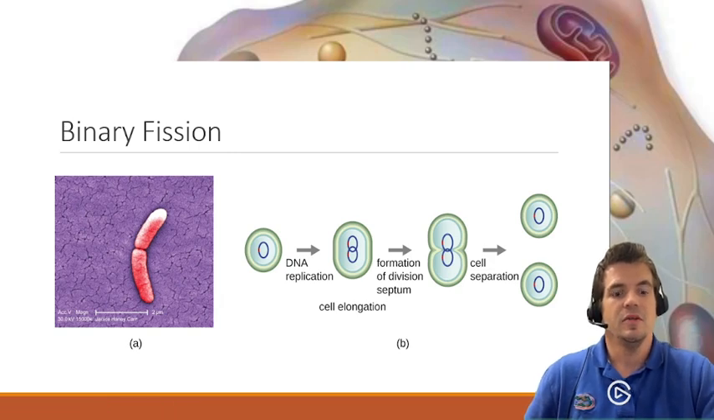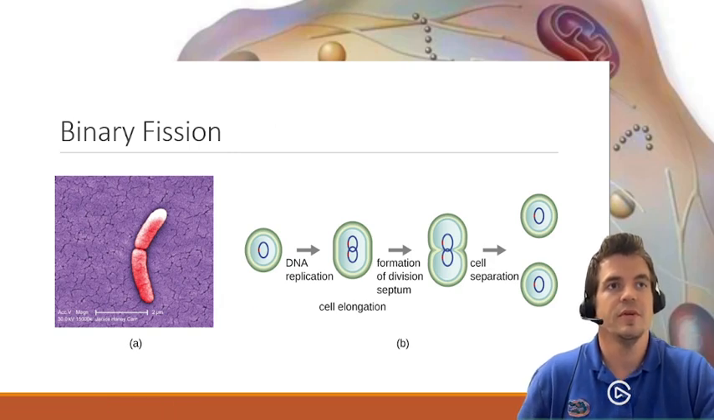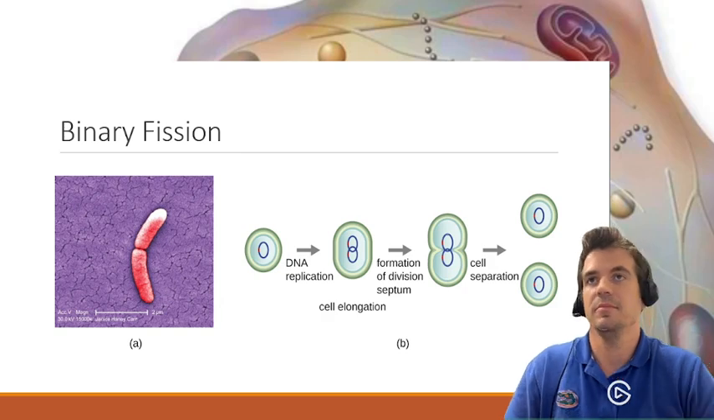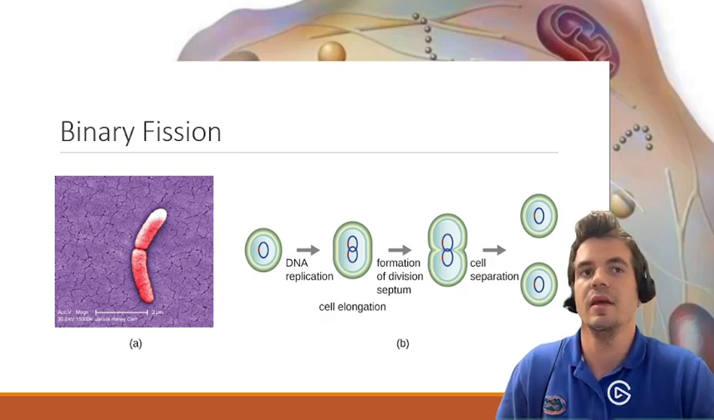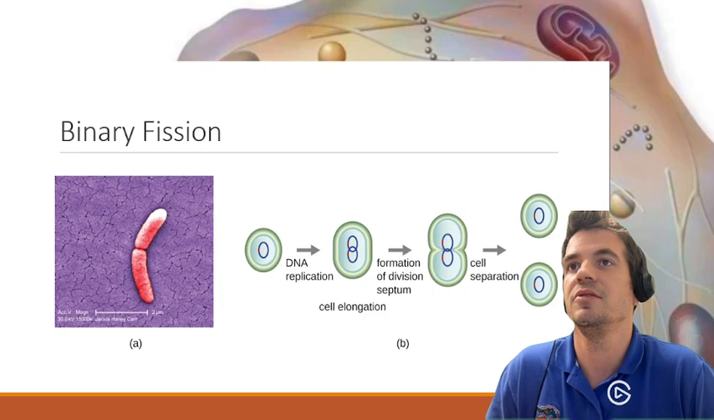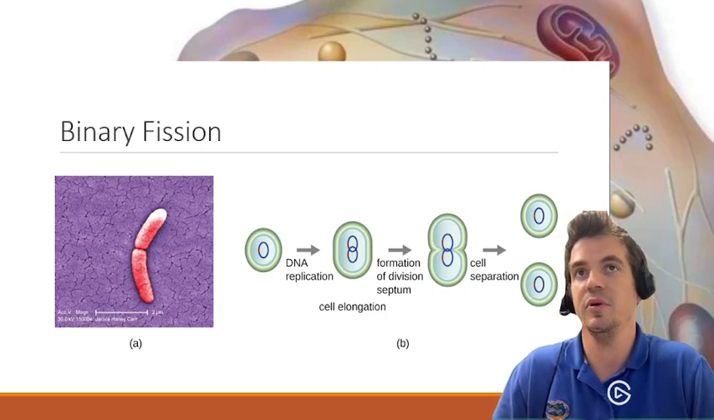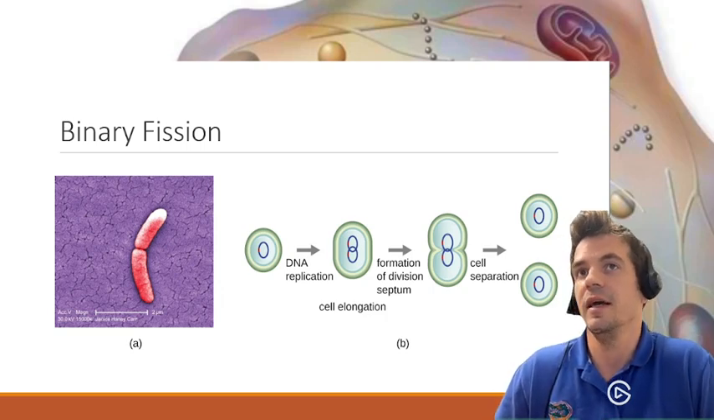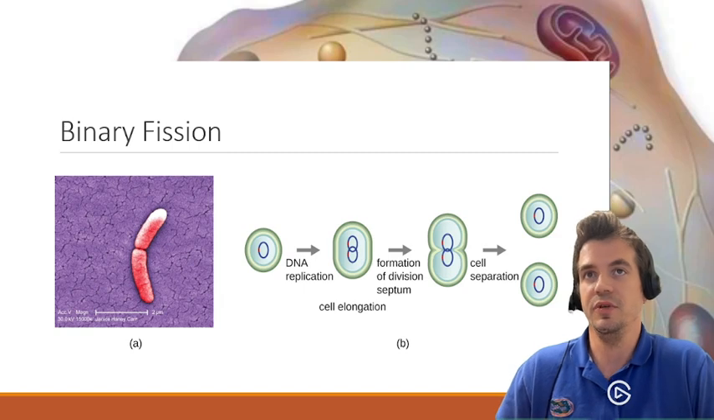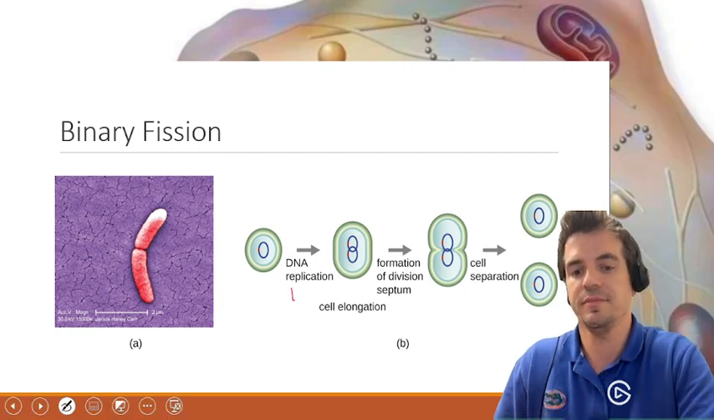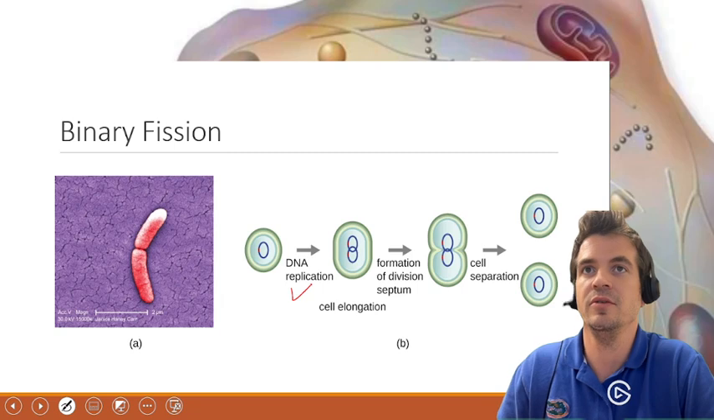And let's go over binary fission. Binary fission is the way that prokaryotes divide. And first you need to multiply your DNA. You need to replicate it, that's called.